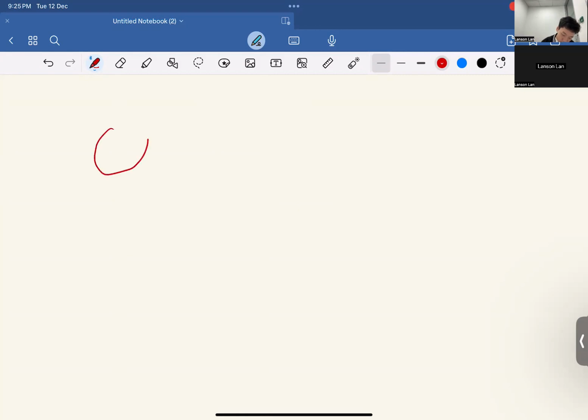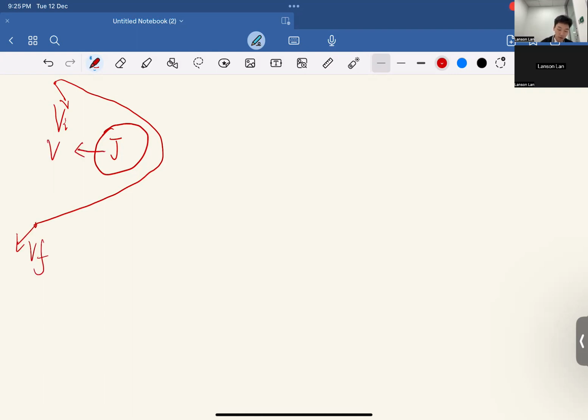Let's assume that there is a massive planet such as Jupiter, and the craft flies by close and flies away. At first there's the initial velocity, and there's a final velocity, and Jupiter has its own velocity.